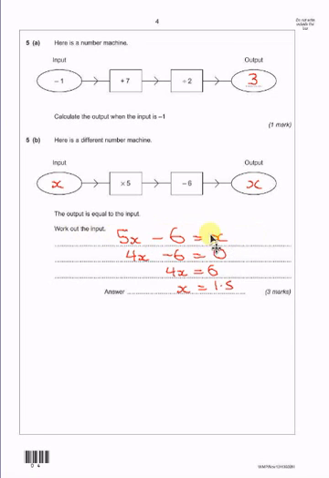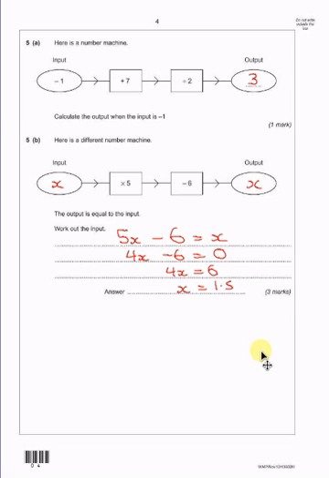So 5x minus 6 equals x means I can move this x over to there. So I'm going to get 4x minus 6 equals 0. That 6 moves back to the other side. 4x equals 6. If 4x equals 6, that means I need to divide 6 by 4. So my answer is going to be equal to 1.5.